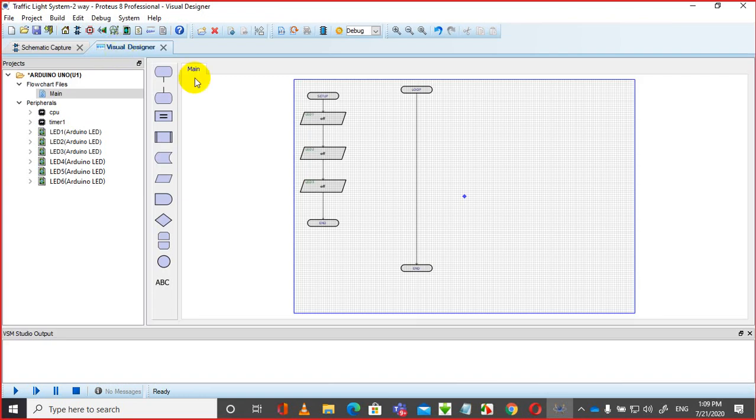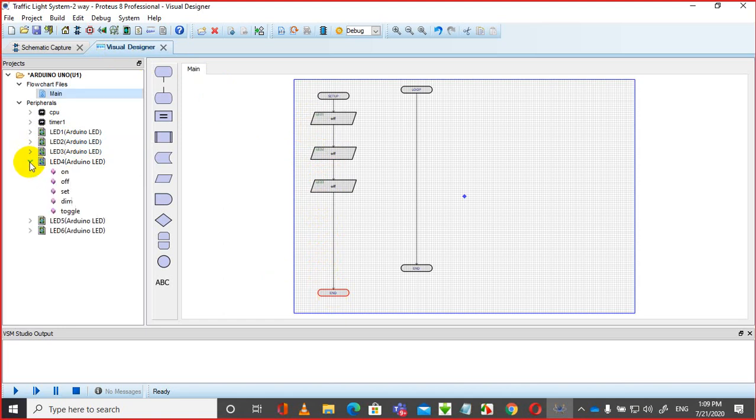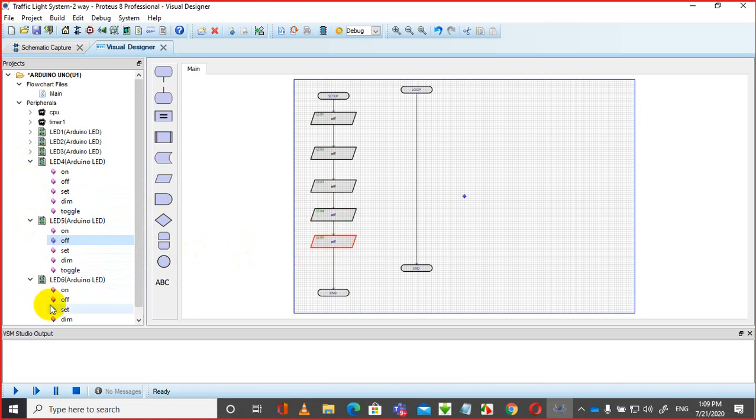Initially I think what you can do on the setup, make sure all the LEDs are off. This is LED 1, LED 2, LED 3 are off, and similarly 4, 5 and 6. Initially all the LEDs are off. Okay, initially make all the LEDs off.